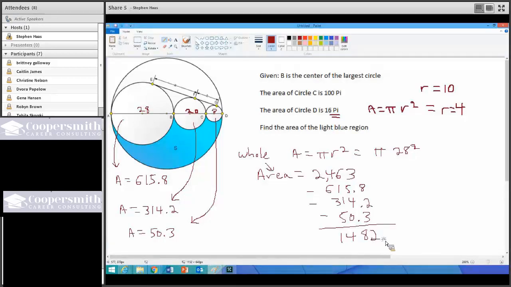Is that our final answer? No, that's right. We've got to divide it by 2. Very good. That would be our answer if the blue stuff included all this. It doesn't include all this. It only includes half of that. So let's divide by 2. And we've got 741. I'll keep rounding it off to the nearest tenth, because that's what we've been doing until now. So we've got 741.4. And that's the area of the blue region.